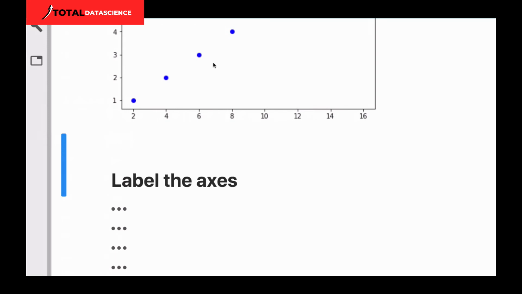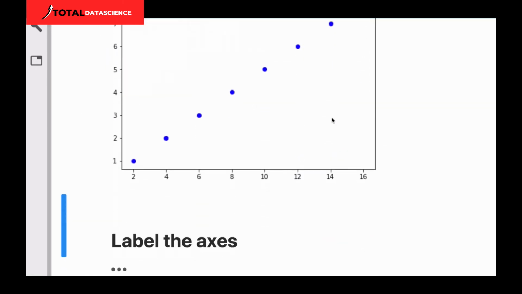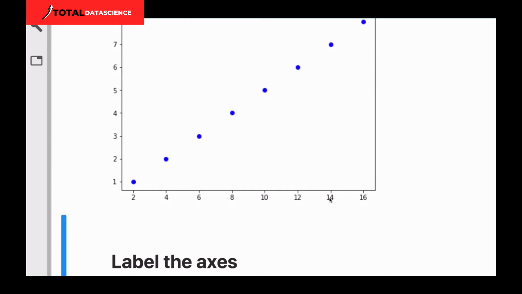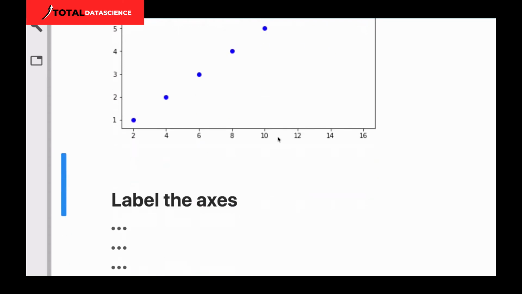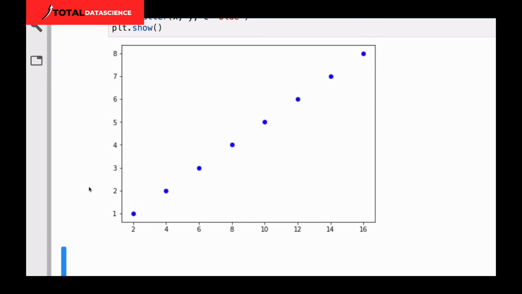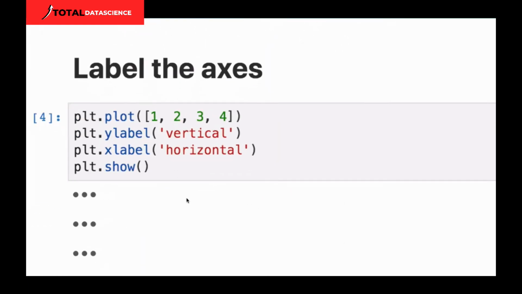Okay, so we've seen how we can plot points, just a single point and multiple points. Now, in this one, we don't have any label on the y-axis or on the x-axis, so we don't actually know what these data points mean. In order to make things clearer, we can label these axes, the y-axis and the x-axis respectively. Let's see how we can do that.